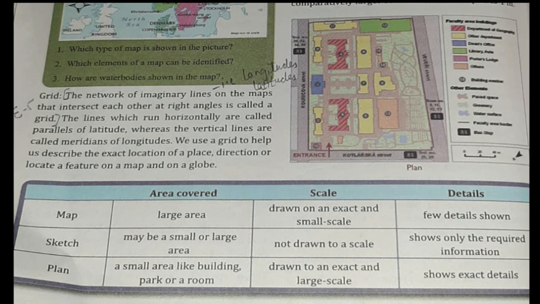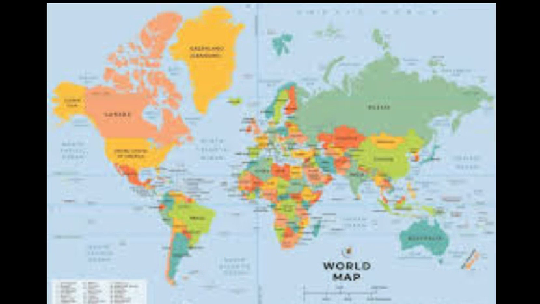On the basis of scale, maps can be categorized as small scale maps and large scale maps. Small scale maps represent large areas of the earth that show less details. Large scale maps show a small area of the earth with a great detail. The example of a large scale map is a district map or a map of your city, and the example of a small scale map is a world map.